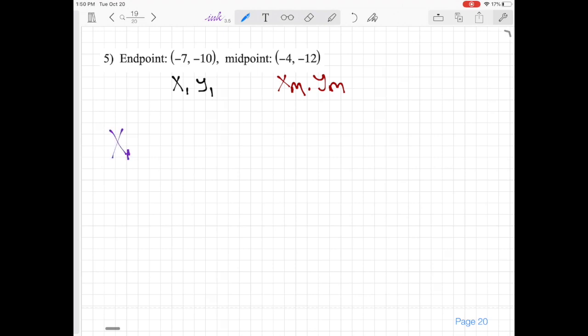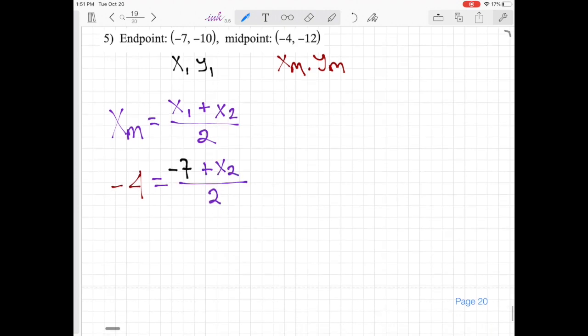So the x midpoint is going to equal the two endpoints added together and divided by 2. So now let's plug in what we know. What we know is our x1, which is -7. And we also know our x midpoint, which is -4. Then we just fill in the rest. And what we want to do is we want to get x2 on its own.